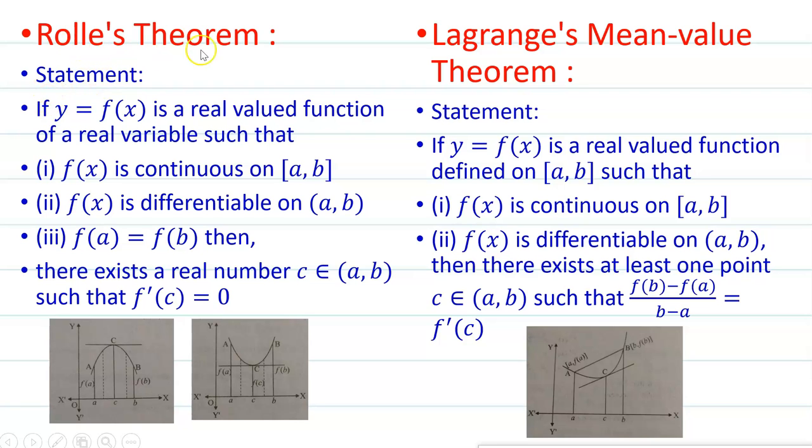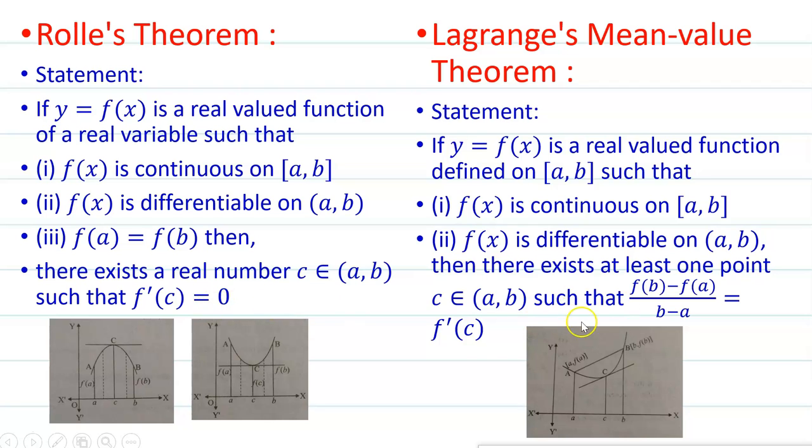The statement of the Rolle's theorem: y is equals to f of x is a real valued function of a real variable such that f of x is continuous on closed interval [a, b], f of x is differentiable on open interval (a, b), f of a is equals to f of b, then there exists a real number c belongs to open interval (a, b) such that f dash of c is equals to 0.